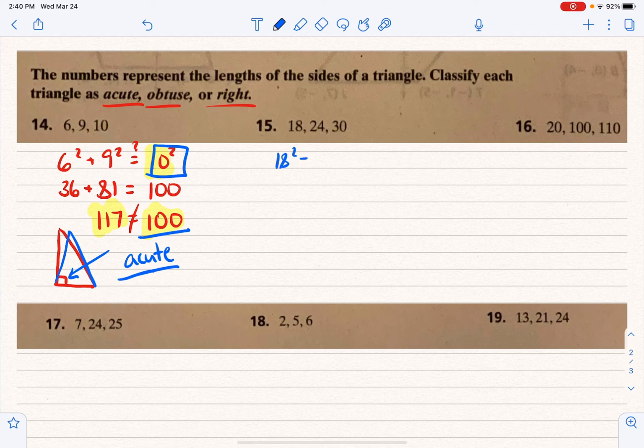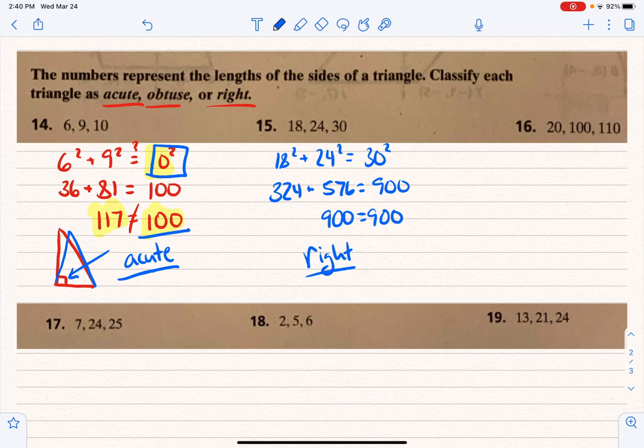We've got 18 squared, 24 squared, and 30 squared. Well, 18 squared is 324, 24 squared is 576, and 30 squared is 900. And fortunately, those two do add up. And so we get 900 is equal to 900. So that must be a right triangle. All right, the next one.